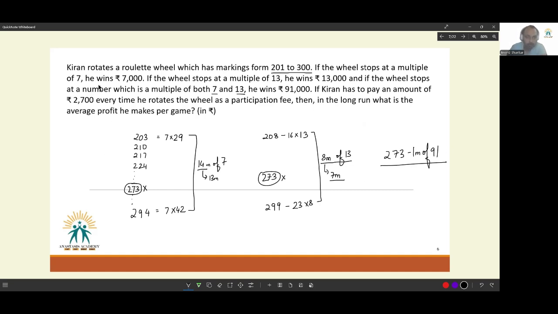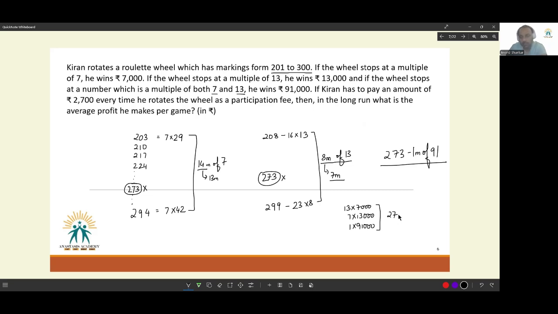Now, if he gets a multiple of 7, he wins 7,000. So his earning will be 13 into 7,000. In this case, if he gets a multiple of 13, he wins 13,000. So his earning here will be 7 into 13,000. There is just one case, 1 into 91,000. Thankfully, you will see all three of them individually are 91,000.